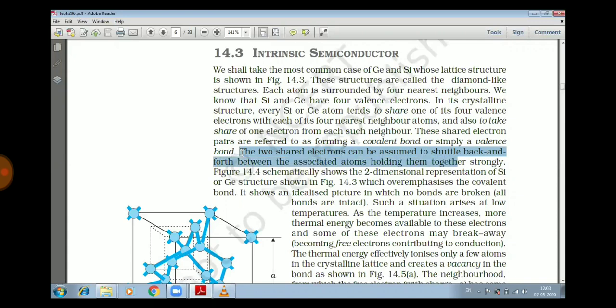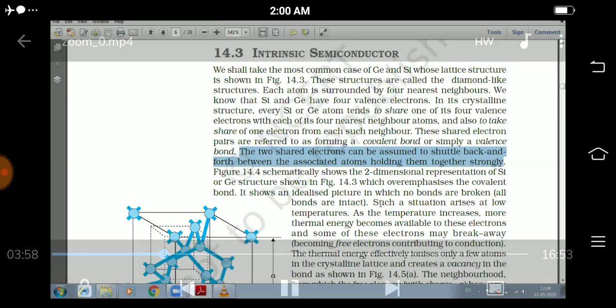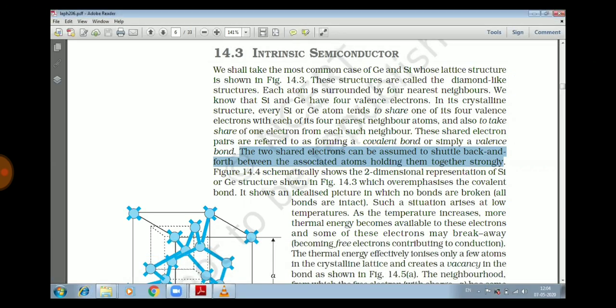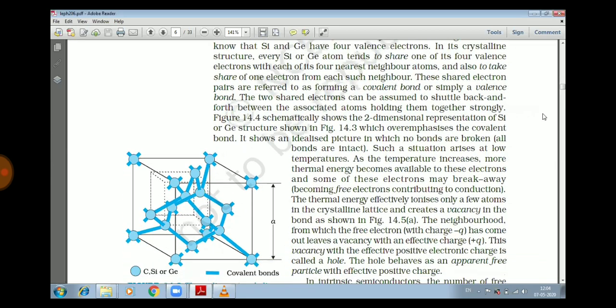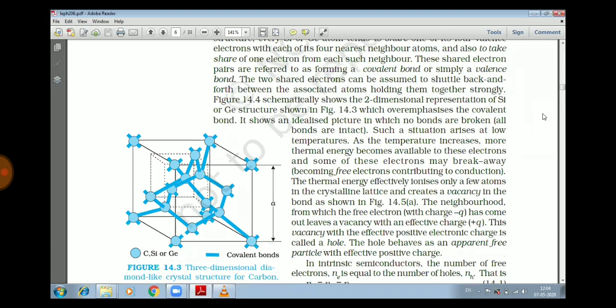holding them together strongly. Okay, children, you would have learned in your chemistry what is a covalent bond, what is an ionic bond, all those things. You know that when the outer shell is filled with 8 electrons, I can say that the atom is completely filled. Now you see, children, you can see the schematic diagram of silicon in figure 14.3. Clear?